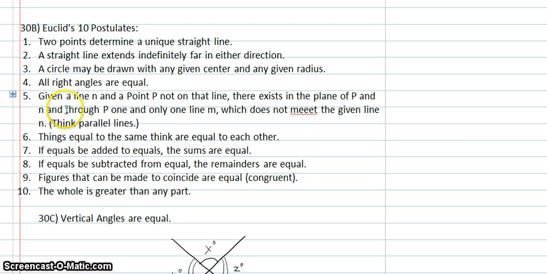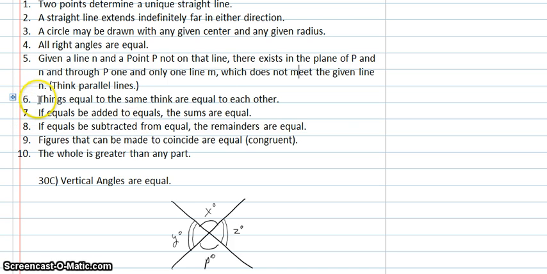Fifth postulate, given a line N and a point P not on that line, there exists in the plane of P and N and through P one and only one line M, which does not meet the given line N. So it's just saying that if you have a point somewhere that's not on a line, and you've already got the line drawn, there is a line you could draw through P that would make a parallel line, okay?